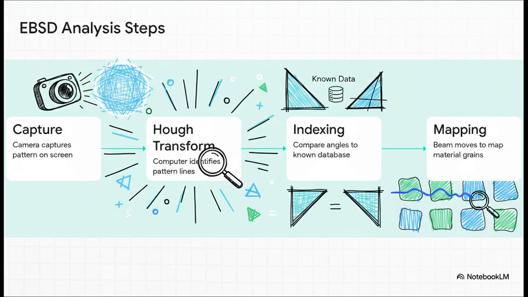Once the sample is tilted, the machine fires off this rapid-fire 4-step automated process. First up, the camera captures the glowing pattern on the screen. Second, the software applies our old friend the Hough Transform to instantly spot those Kikuchi lines. Third, it takes the angles of those lines and compares them against a massive database of known structures to index the crystal.